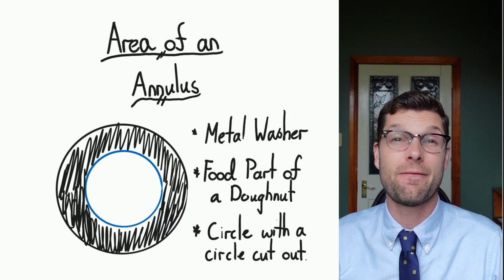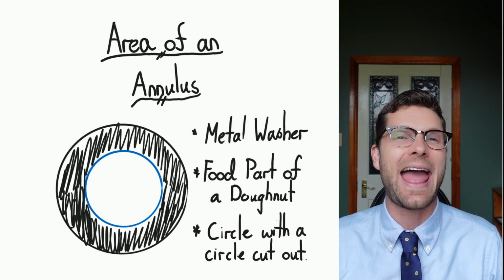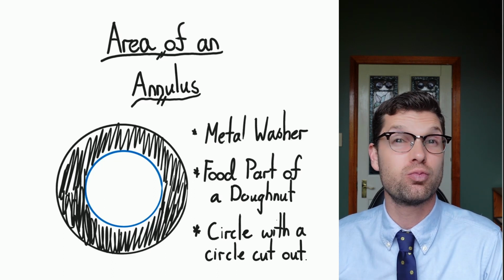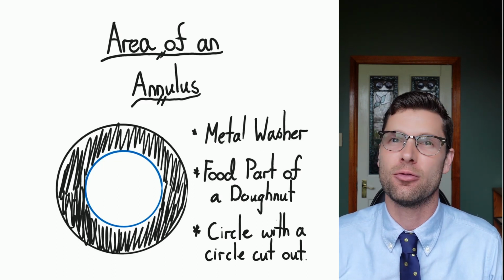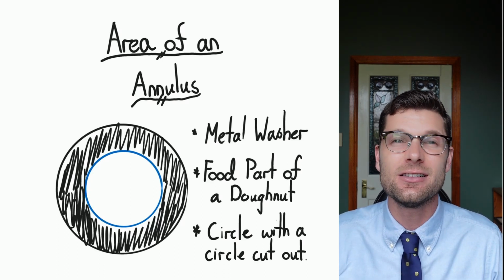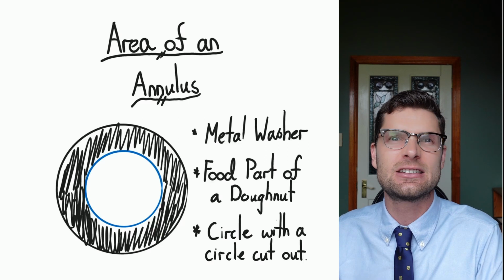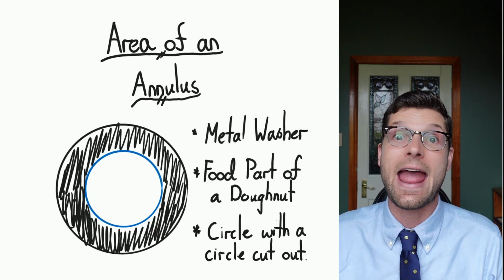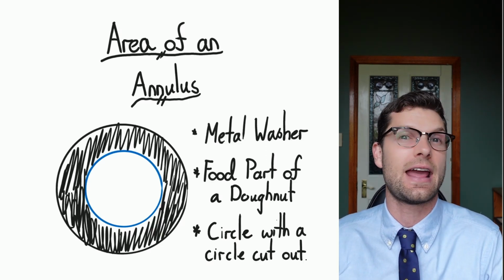Today we're going to look at how to find the area of a shape called an annulus. And this is just a special type of composite shape, really, but one that we don't think about very often. So an annulus looks something like this. It's got a solid outer circle with a circle taken out of the middle.